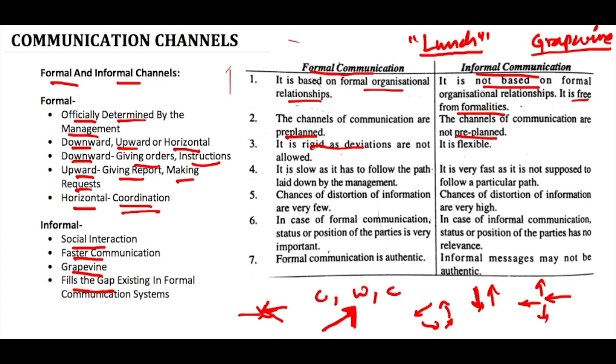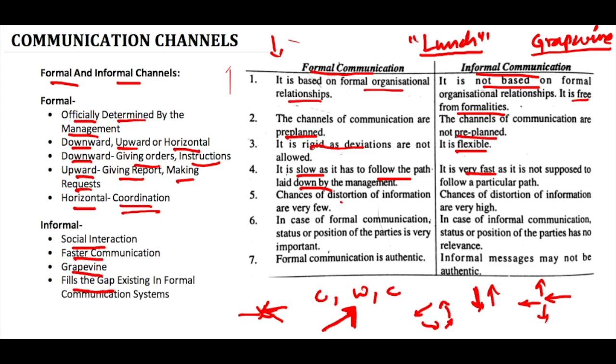It is rigid as deviations are not allowed. In a chain, for example, you can communicate only with your immediate superior or subordinate. You cannot cross the channel and talk to other people. So deviations are not allowed, whereas a grapevine or an informal communication channel is flexible. It is much slower than an informal communication, because it has to follow a particular path laid down by the management. On the other hand, informal communication systems are faster because you do not have to follow any path.